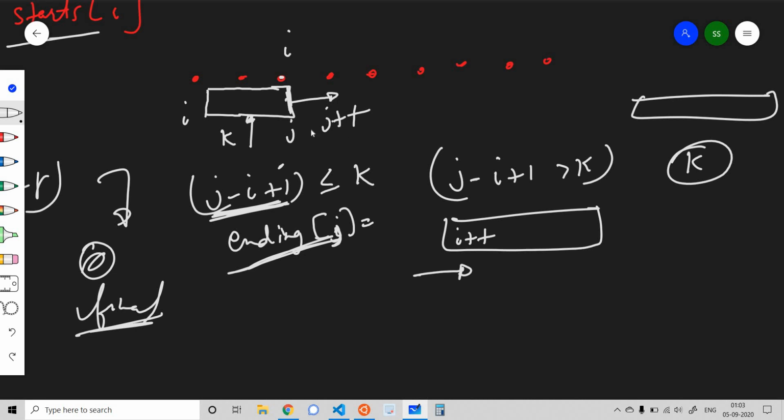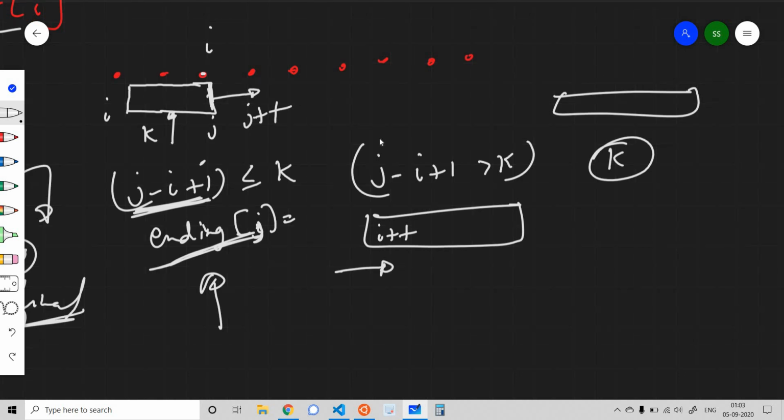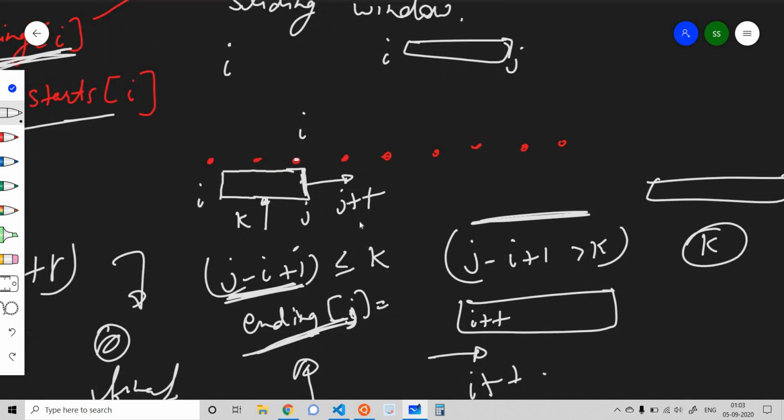So these were the two cases. In this case I would be expanding my window to the right by incrementing j, and in this case, where the length of my window is greater than k, I would be shrinking it from left to right, that is, I would be doing I plus plus. And for each of these points I am finding out the value of ending I.